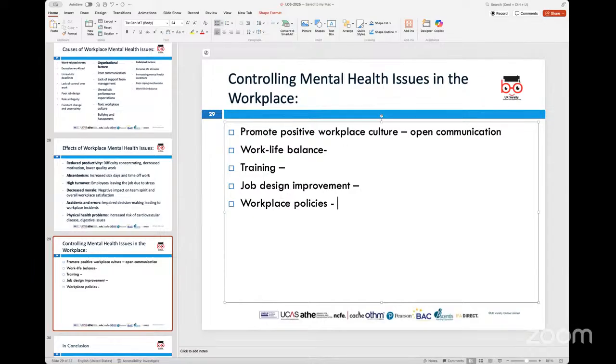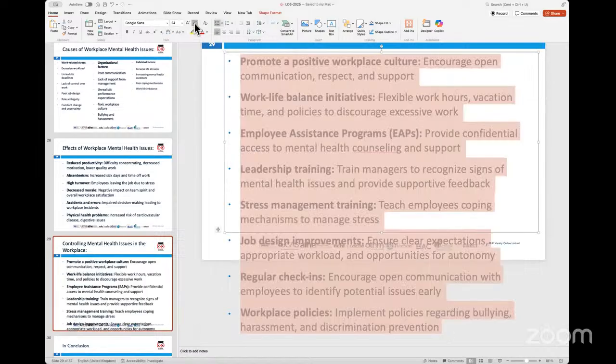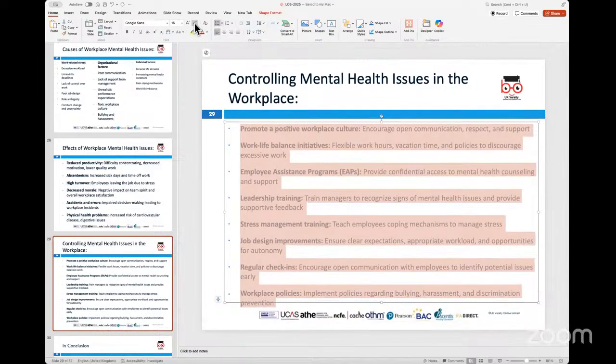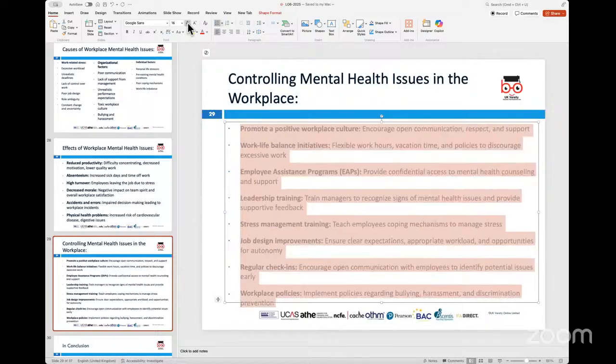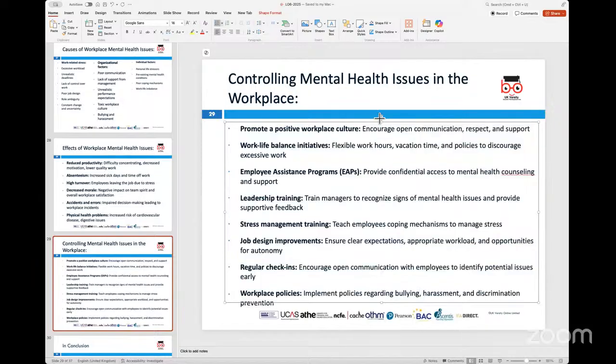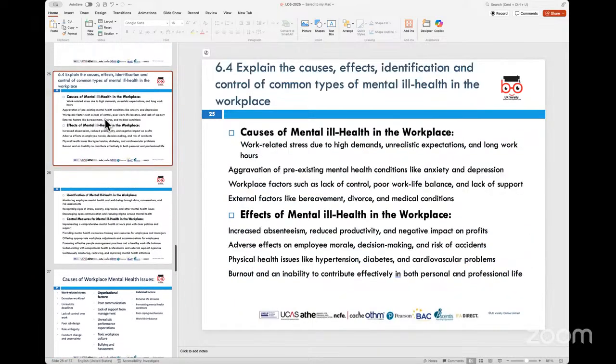So some of these could be taken as measures that will help you or the organization control mental health issues occurring, or reduce the mental health issues occurring within the organization. So this helps us cover the assessment criteria because it talks about cause, effect, identification, and then the control of how these can be done within a workplace.